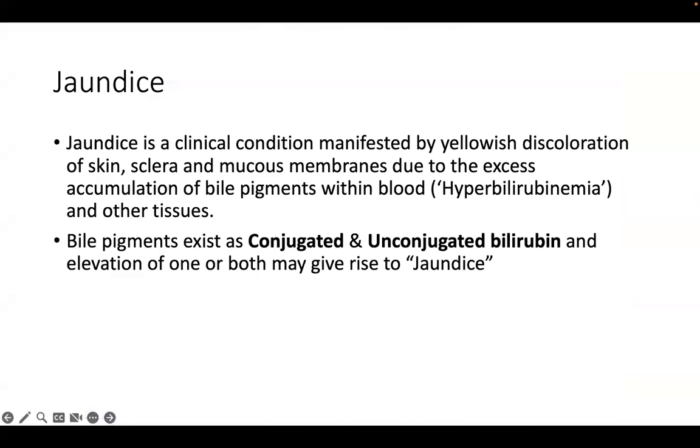Then we'll just talk about jaundice. What is jaundice? Jaundice is a clinical condition which is manifested by the yellowish discoloration of skin, sclera, and mucous membranes. This is due to the excess accumulation of bile pigments within blood, hyperbilirubinemia, and other tissues. Bile pigments can exist as conjugated or unconjugated bilirubin, and the elevation of one or both will give rise to jaundice. Like I said, you need to know the metabolism here to understand at which level the jaundice or the obstruction or the problem is.